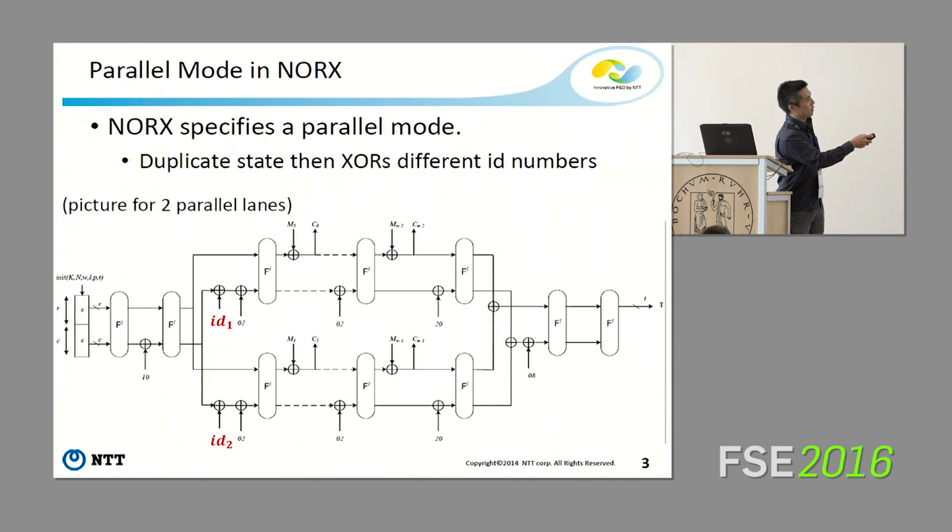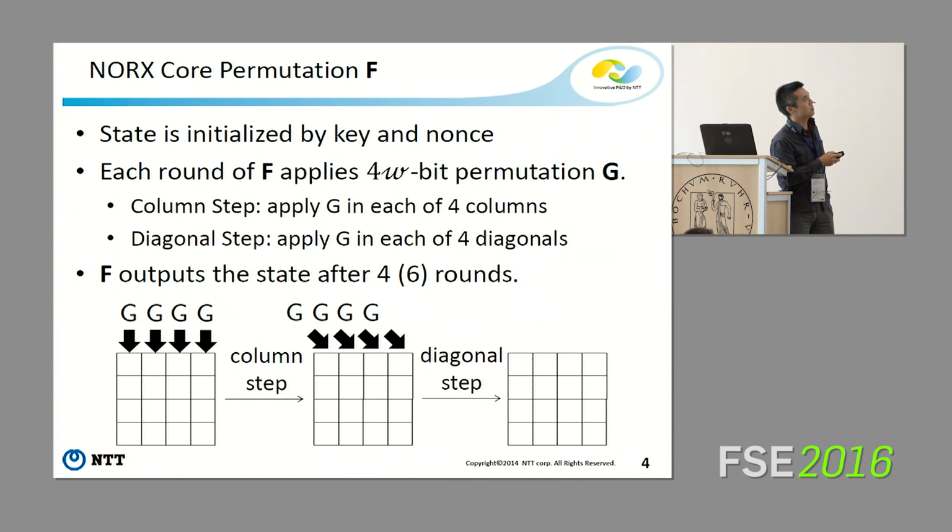Okay, so here is the initial state, and then the core permutation is computed. So I will explain those parts. First, the state is initialized by key and nonce. I don't explain the details, but it's just initialization. And each round of F, the core permutation, applies 4 forward bit permutations called G. So the 16 words are loaded into the 4x4 word state. And then each round consists of 2 steps. The first one is the column step, which applies the permutation for each column. And then after that, the diagonal step is computed, in which the same permutation is applied along the diagonals.